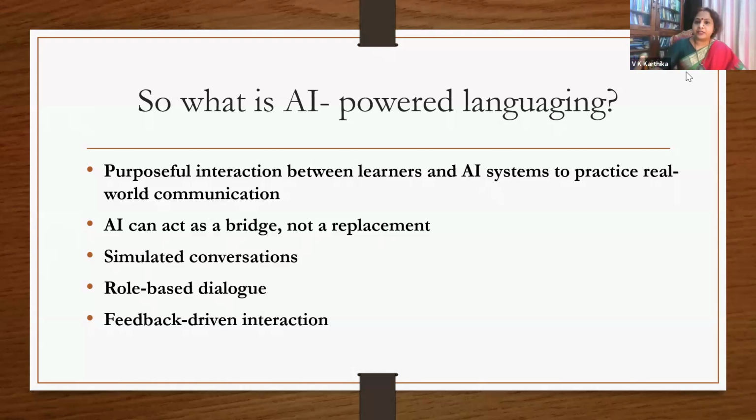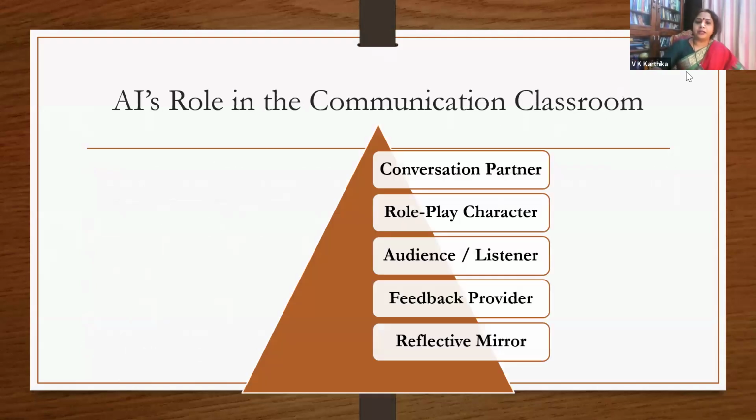In role based dialogue, it works just like a native speaker. But when it comes to feedback driven interaction, it's not just any native speaker, but a trained native speaker who can point out the strengths and weaknesses in your interaction. That's very important. Then there is the collaborative meaning making process. There are certain things that I'm comfortable with, certain things that I disagree with, and there are ways in which meaning making can happen. This is how we use AI powered languaging in our classroom for our pedagogic purpose.